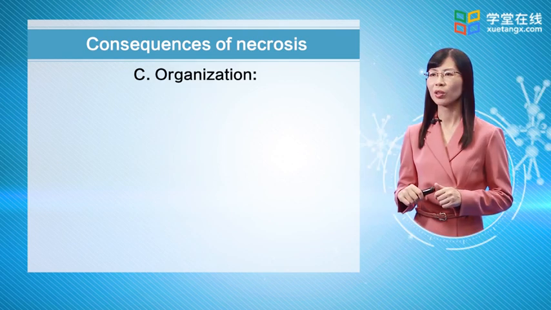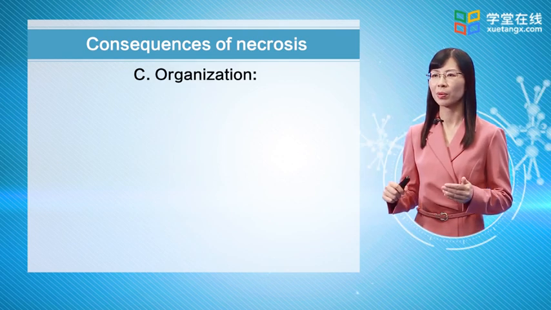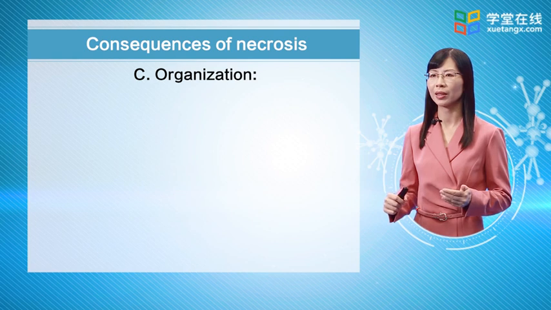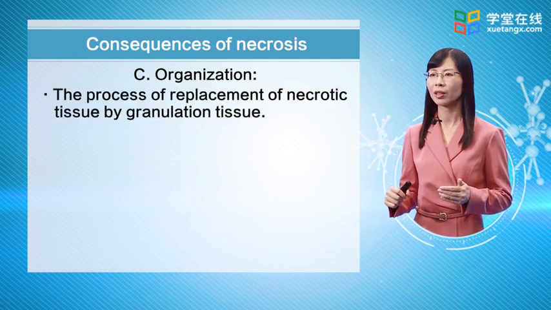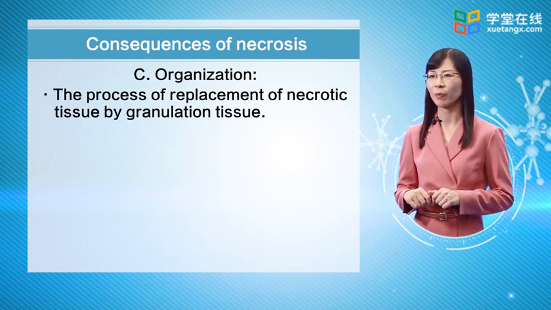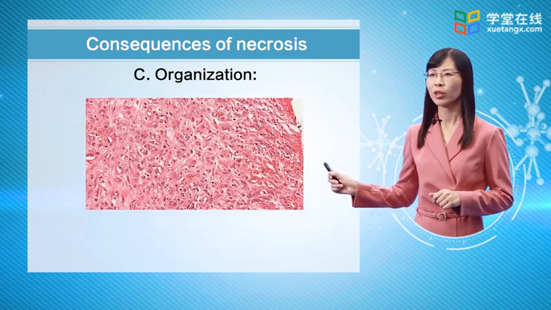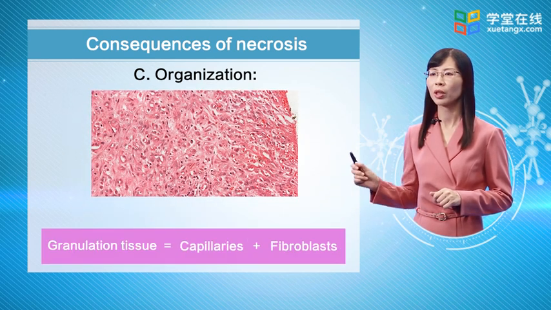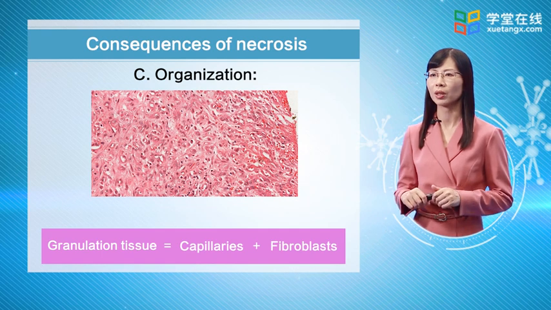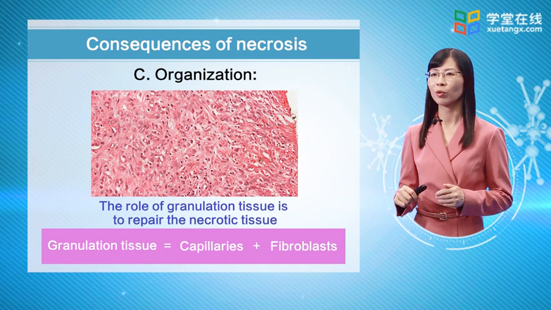If necrotic tissue cannot be completely absorbed and eradicated, then the necrotic tissue may be replaced by granulation tissue, which is called organization. As detailed in this photo, granulation tissue is merely composed of capillaries and fibroblasts. The role of granulation tissue is to repair the necrotic tissue.